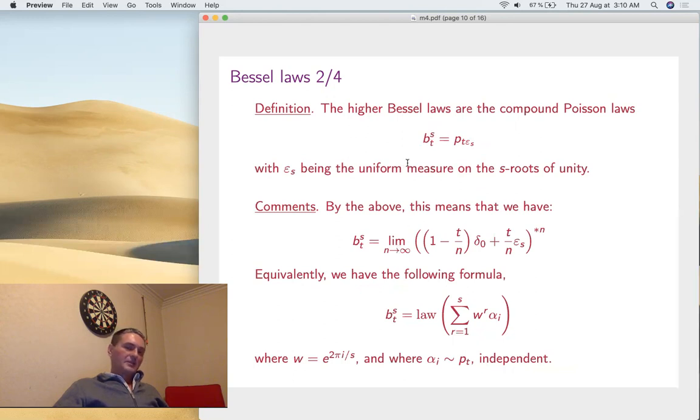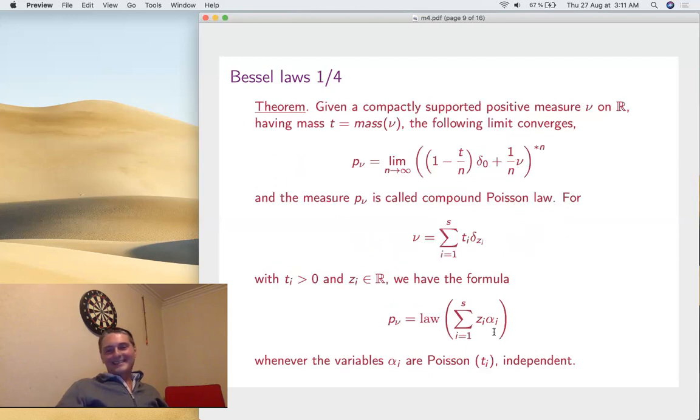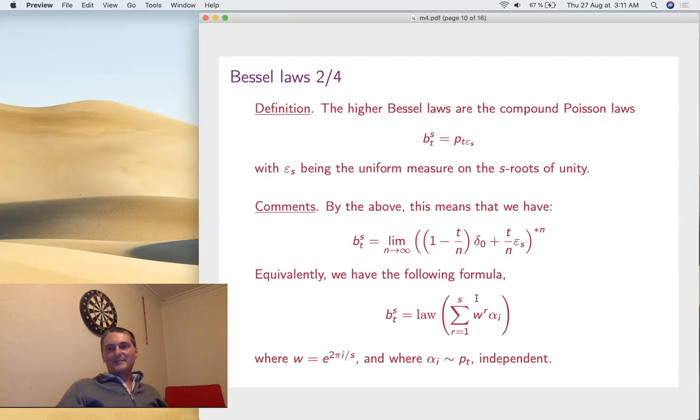So what does this mean? Well, by definition, this means the measure appears like this, compound Poisson limiting theorem. Reference, you have this formula. So finally, it's just you take Poisson T variables, independent, S of them, and you multiply by roots of unity, and you sum. That's all. So that comes from the formula here.